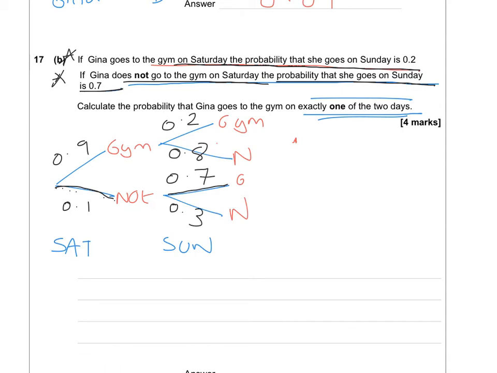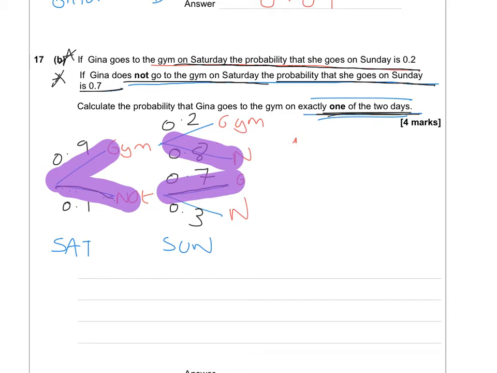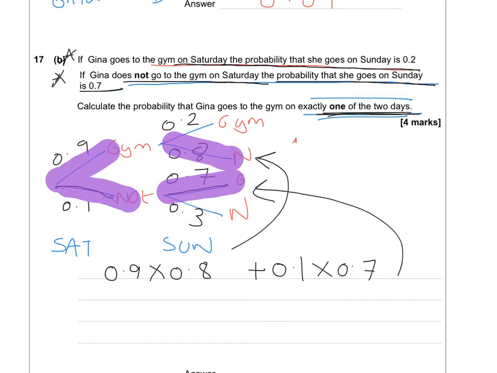We want to know the probability that Gina goes to the gym on exactly one of the 2 days. Now, that means we want her to go to the gym here, but not here, or she doesn't go to the gym on Saturday and she does go to the gym on Sunday. So the calculation is 0.9 multiplied by 0.8, which is this branch here, plus 0.1 multiplied by 0.7, which is this branch here. This comes to a final value of 0.79.